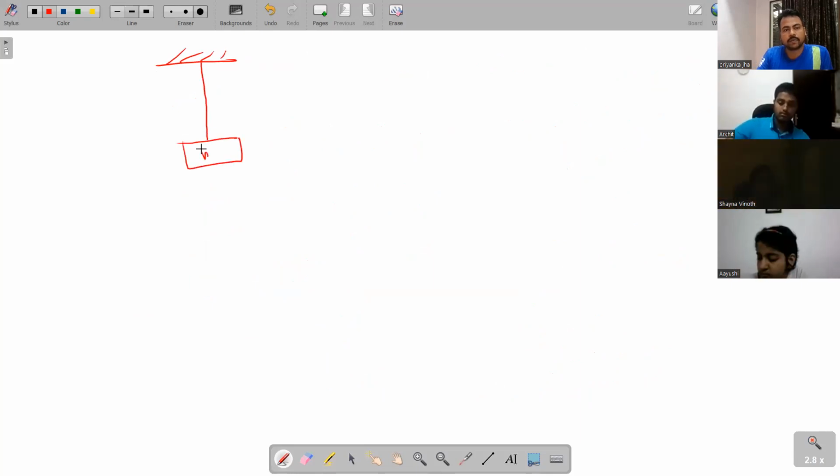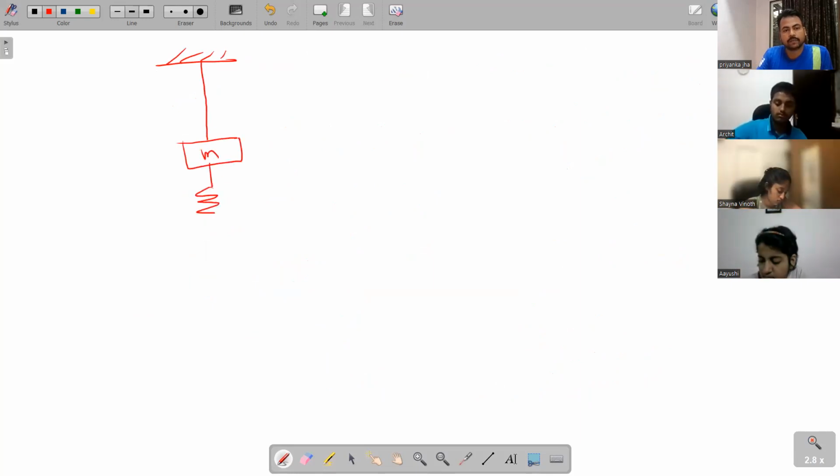Now, the scenario is opposite. Here is a string. This is mass M, and a spring will be here. Now, same thing. First question.